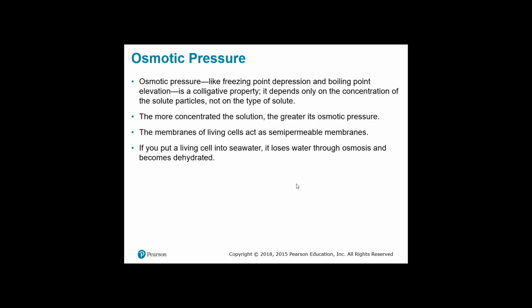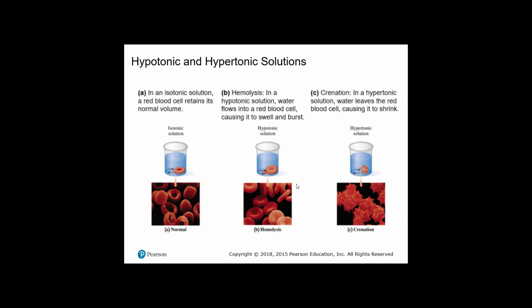Osmotic pressure, like freezing point depression and boiling point elevation, is a colligative property. It depends only on the concentration of the solute particles, not on the type of solute. The more concentrated the solution, the greater the osmotic pressure, because water will keep trying to go over and dilute it more and more. The membranes of living cells act as semi-permeable membranes. So if you put a living cell in seawater, it will lose water through osmosis and dehydrate, and it will become weird shaped, which is what we're going to look at next.